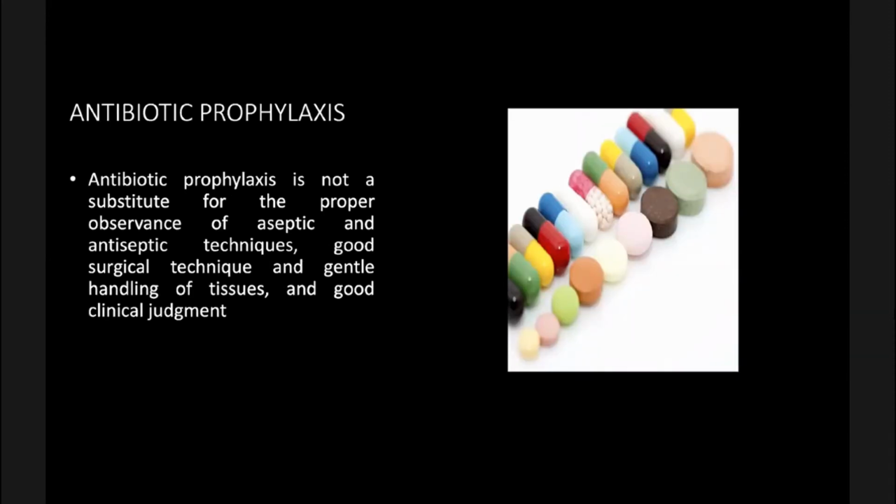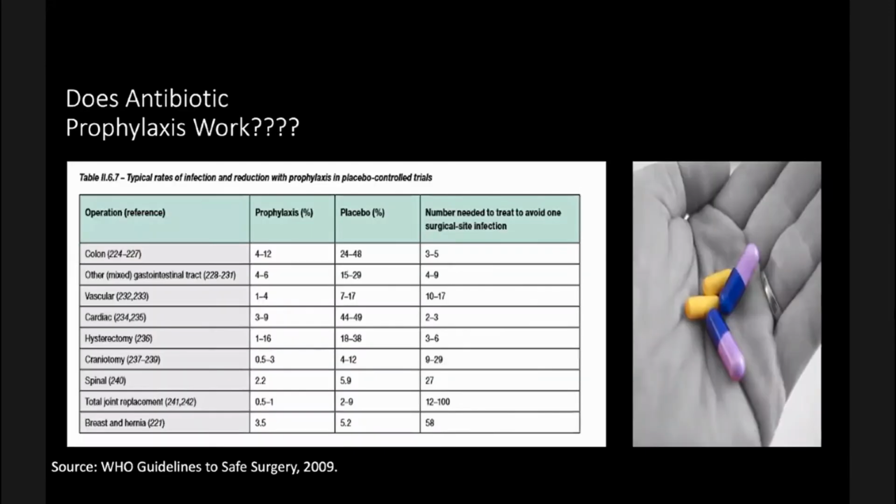It's also worth knowing that antibiotic prophylaxis is not a substitute for the proper observance of aseptic techniques, good surgical technique, gentle handling of tissues, and good clinical judgment. So it doesn't mean to say that the surgeon can be careless in the operation, no? Because the patient is already on antibiotics. So no. You still have to do your aseptic technique because that's important, and it will really decrease the occurrence of your SSIs, especially good surgical technique and gentle handling of tissues, and of course, good clinical judgment.